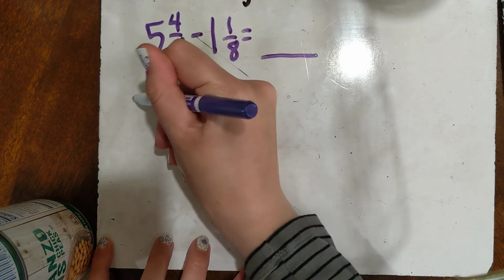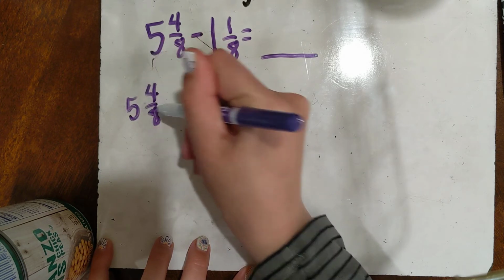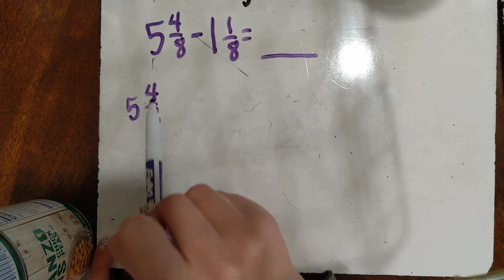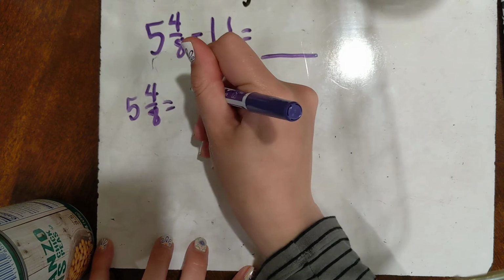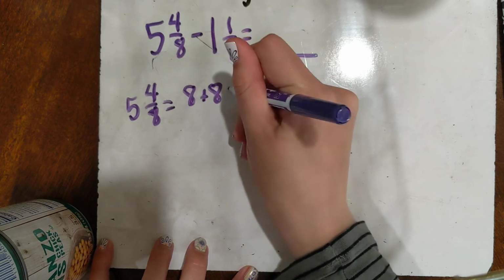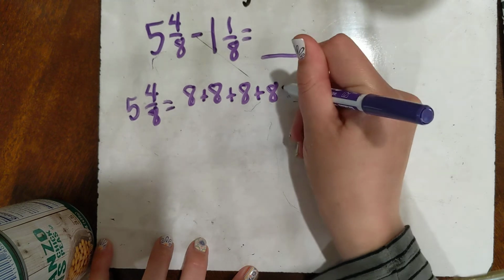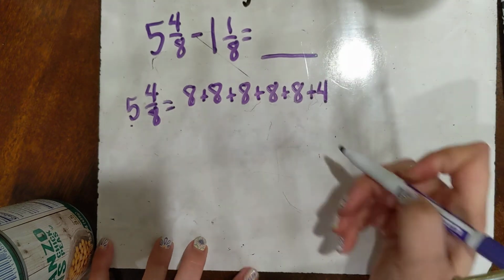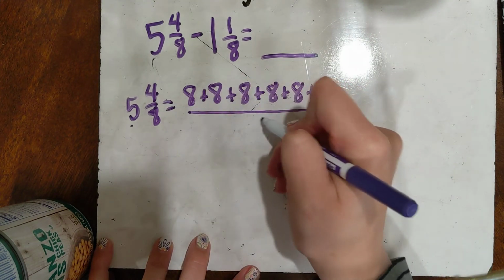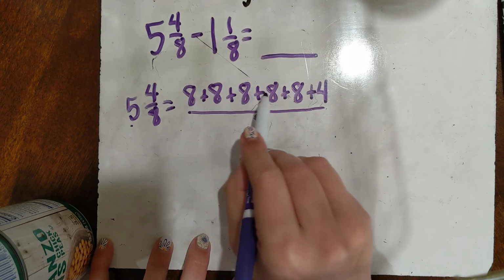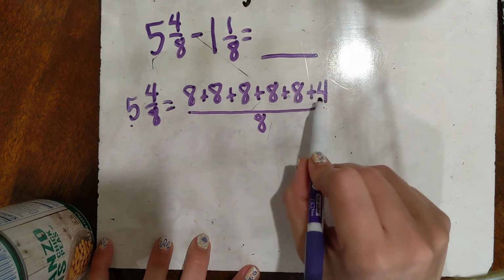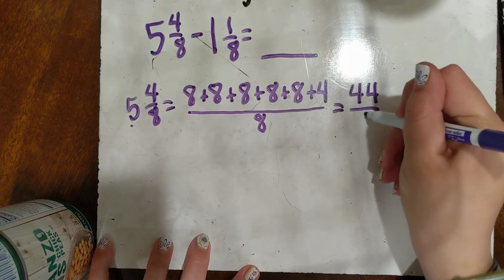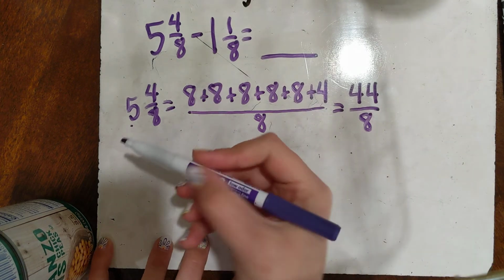So the 5 and 4/8, I have 5 wholes, and each whole is worth 8/8, right? Because if you have the same number in numerator and denominator, it's the same thing. So 1, 2, 3, 4, 5 for the 5 wholes, and then 4 for the fractional part. 5 times 8 is 40, and 4 is 44/8.